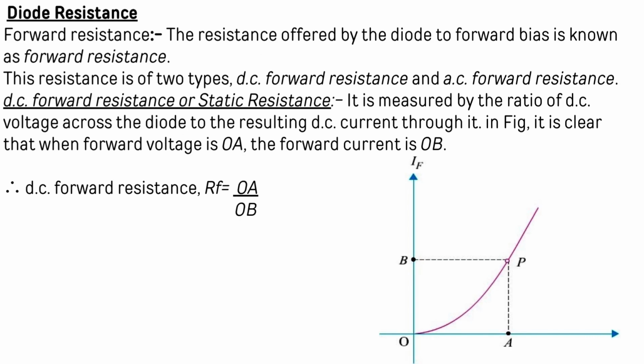Diode resistance. Forward resistance: the resistance offered by a diode to a forward bias is called forward resistance. This resistance is of two types: DC forward resistance and AC forward resistance. DC forward resistance or static resistance is measured by the ratio of DC voltage across the diode to the resulting DC current through it. In the figure, it is clear that when the forward voltage is OA, the forward current is OB. Therefore, DC forward resistance equals OA by OB.